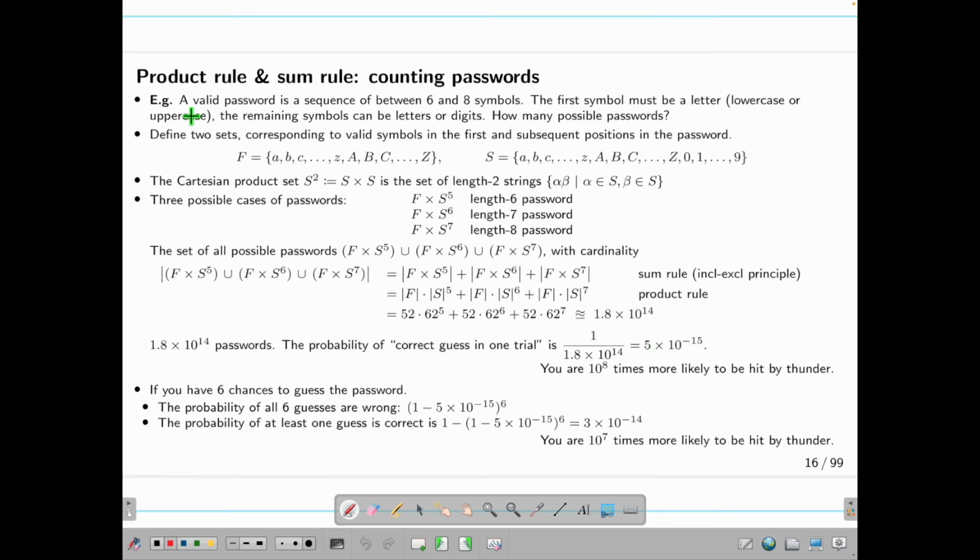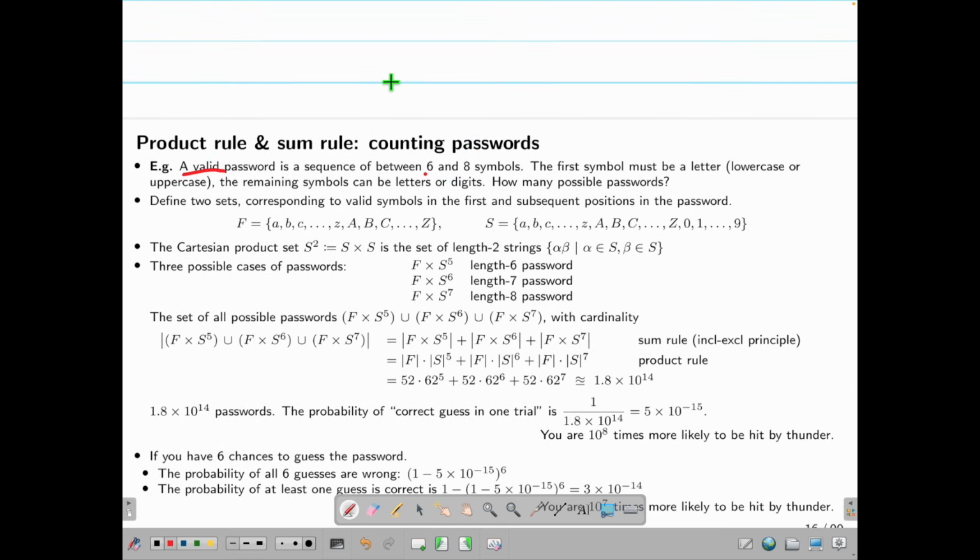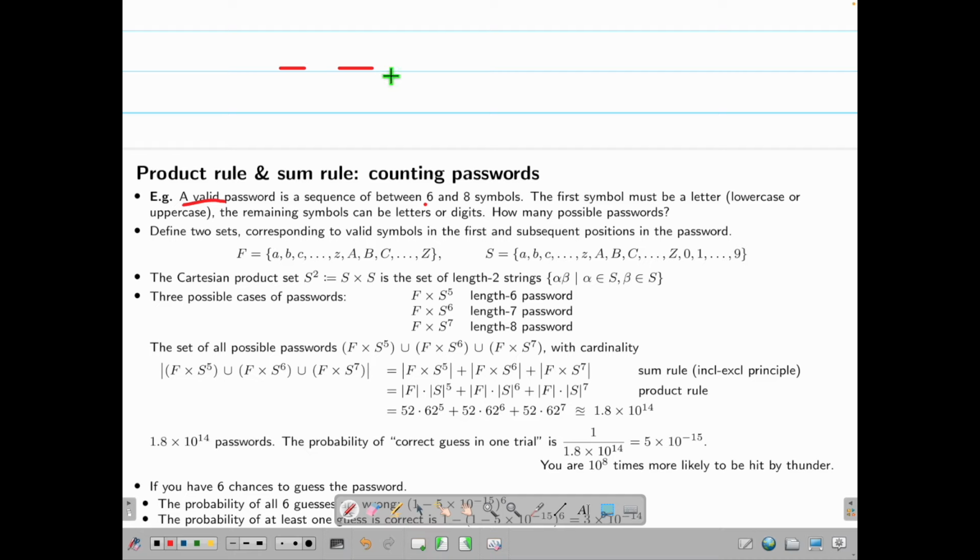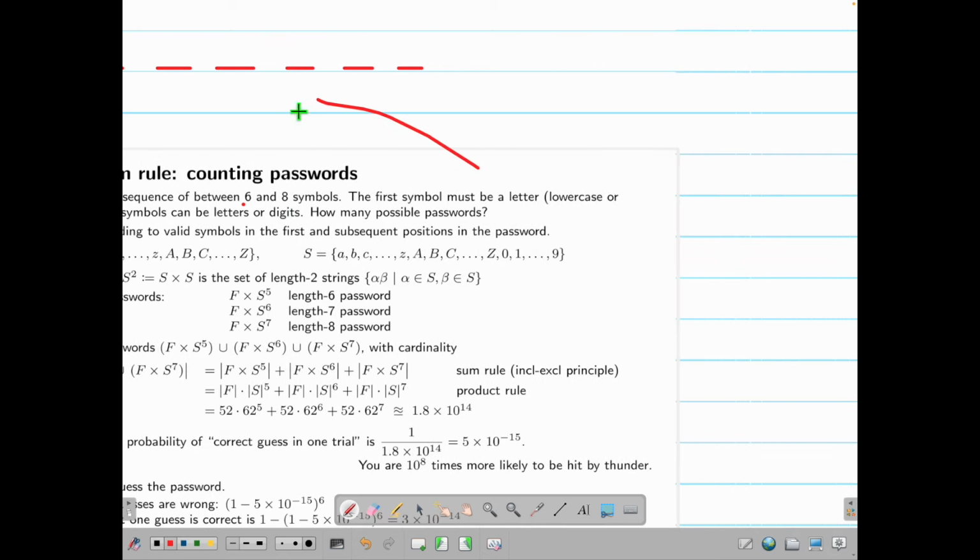So now I have some password system. Okay, a valid password. You need 6 or 8 symbols. So what does it mean? In your brain, you have 6 boxes. 6 and 8, that means you can have 6 boxes, 7 boxes, 8 boxes. That means this is the step 1. You first have one case, 6 boxes. Middle case, you have 7 boxes. And the last case, you have 8 boxes.